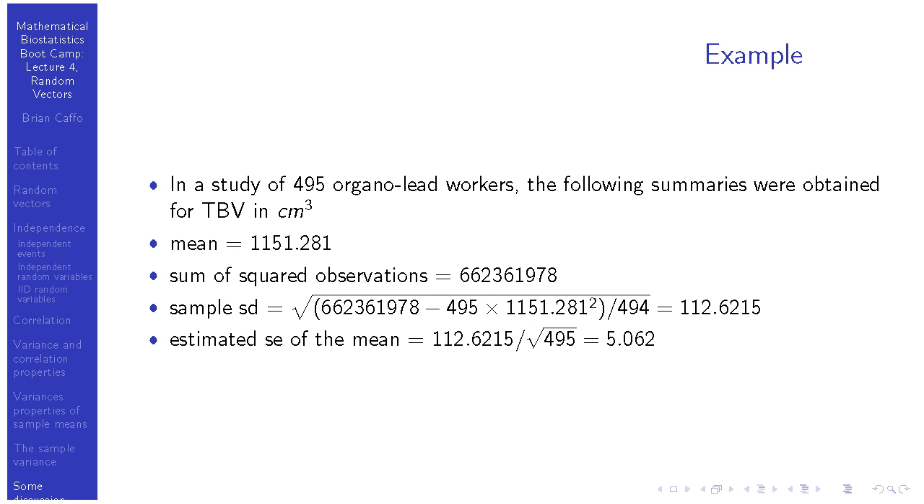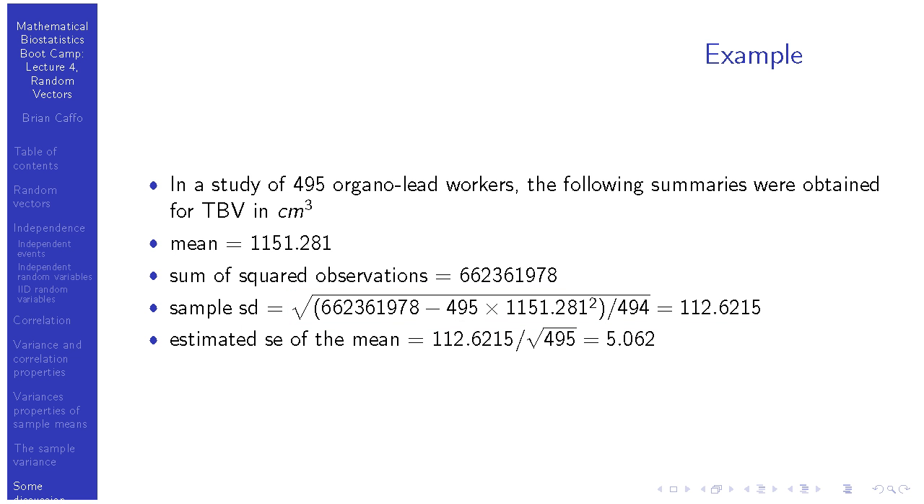So the mean in this case is 1,151. If we're willing to assume these organo-lead workers are, say, an IID draw from a population that we're interested in, then the sample mean 1,151 would be an estimate of that population mean. The sum of the squared observations works out to be this number. So the sample standard deviation works out to be that number minus 495 times the sample mean squared, all divided by 494, that minus 1 in the denominator. Square root the whole thing, and you wind up with 112.